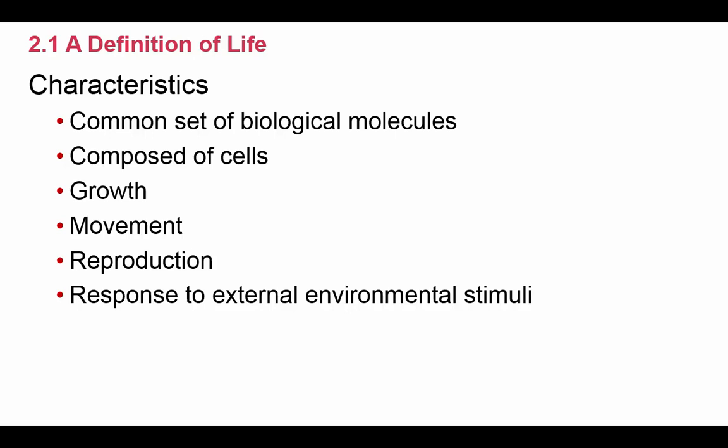Now, these are the characteristics of anything that's considered alive, and for something to be considered living, it has to have every one of these characteristics, not most of them, but every one. There has to be a common set of biological molecules, such as lipids and proteins and carbohydrates. It has to be composed of cells, because the cell is the smallest unit of structure and function of all living things. It has to be able to grow and increase in size.